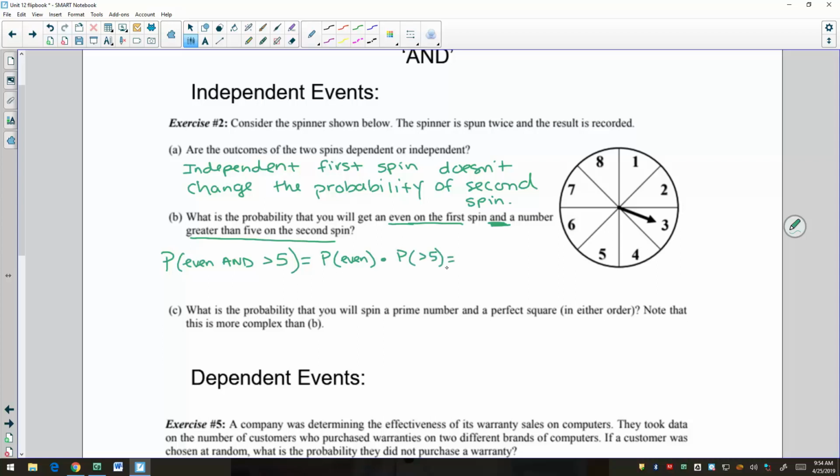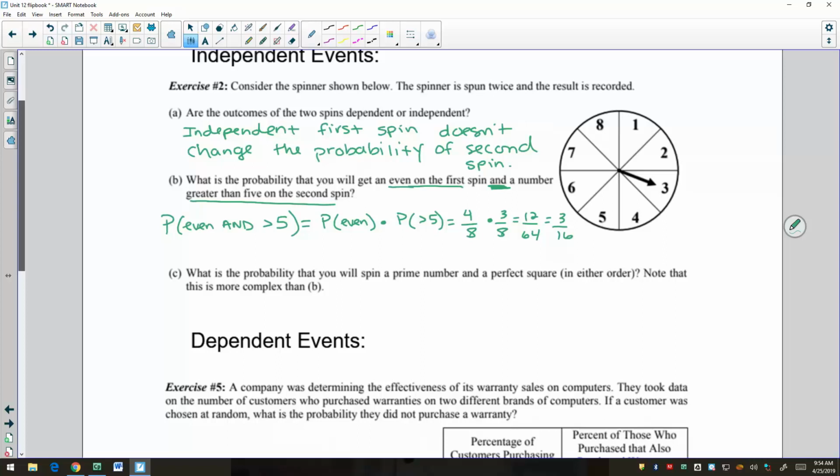So the probability of spinning an even number is 4 out of 8 evens, times a number greater than 5. So greater than 5, there are 3 of them, 6, 7, and 8. So that's 3 out of 8. And now you just multiply straight across and reduce your fraction. So that's 12 out of 64, which reduces to 3 out of 16. So that would be your probability of getting an even and a number greater than 5 on the second spin.